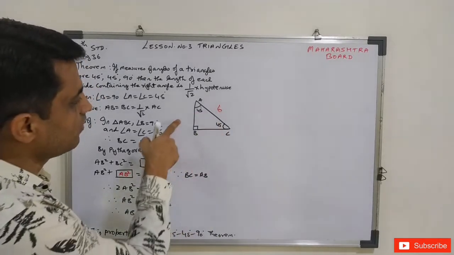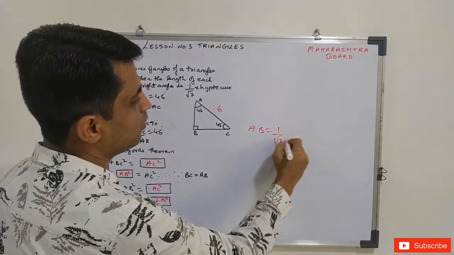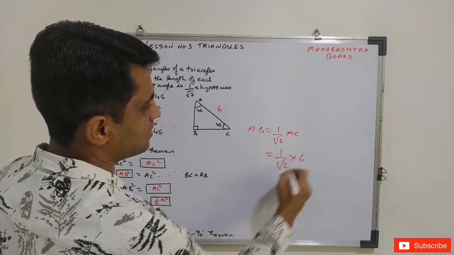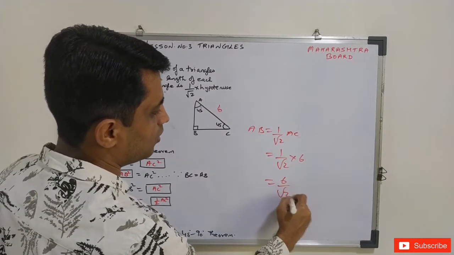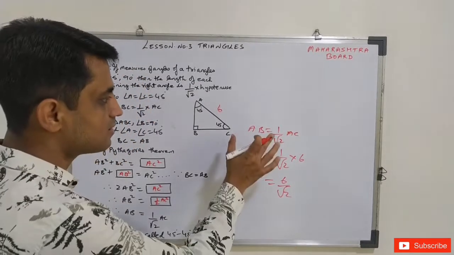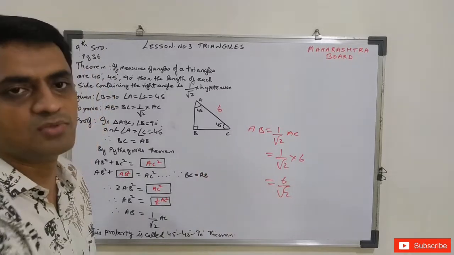Suppose AC is 6, and if you want to find AB, it means AB is equal to 1 upon root 2 of AC. It means 1 upon root 2 into 6. Are you getting it? And this is the theorem which we are going to use in many sums also.